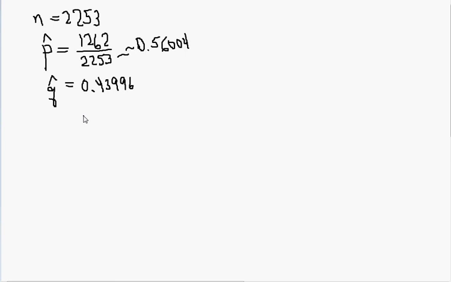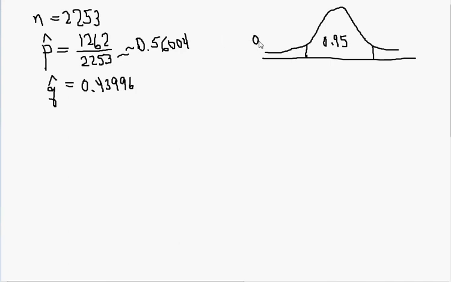And the last thing that we need is the z value. We're looking in this problem for a 95% confidence interval. And so drawing the picture over here, you probably know the answer by now, but let me draw the picture anyway for the sake of practice. We have 0.95 in the middle and 0.025 in the left tail and 0.025 in the right tail. And so we're looking for the 97.5 percentile off the bell curve.